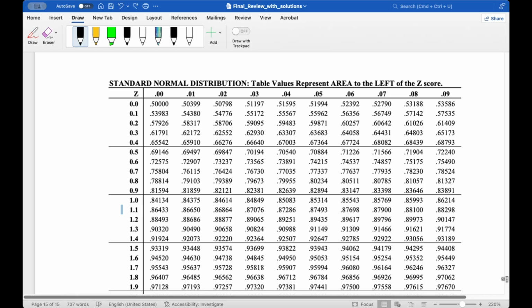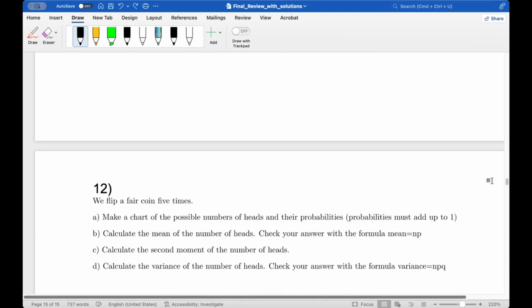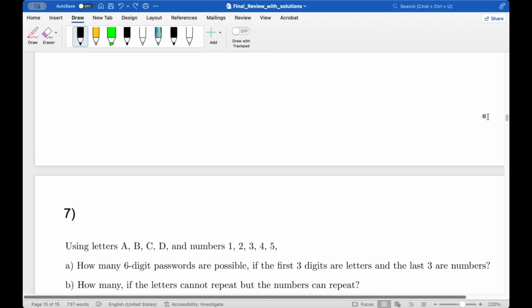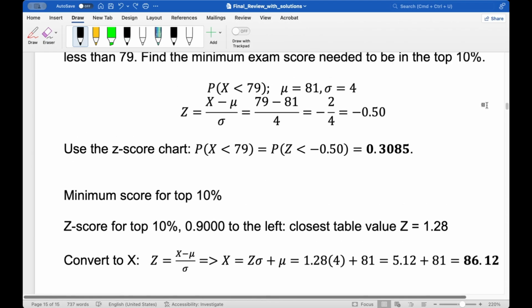And then we have to convert that back to a raw score. Using the z-score formula, z times sigma plus mu equals x. So 1.28 from the chart times the standard deviation of 4 plus the 81 is 86.12.